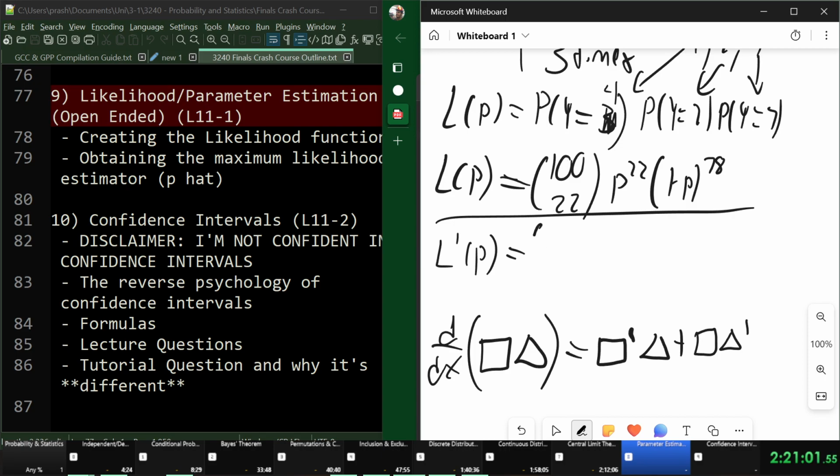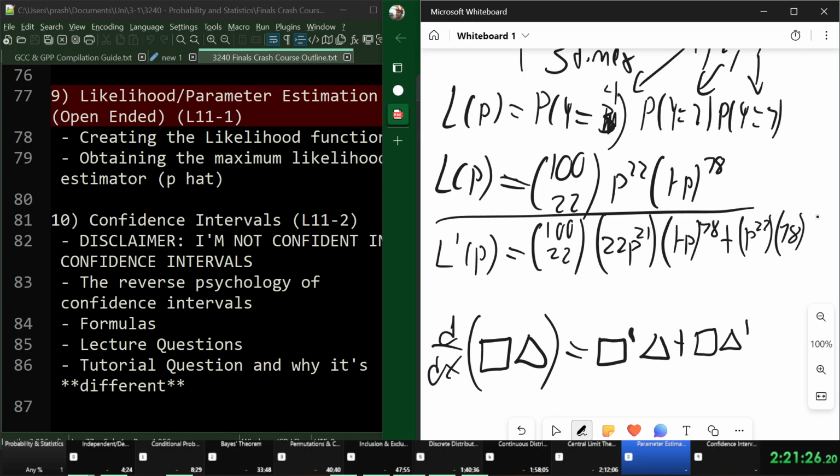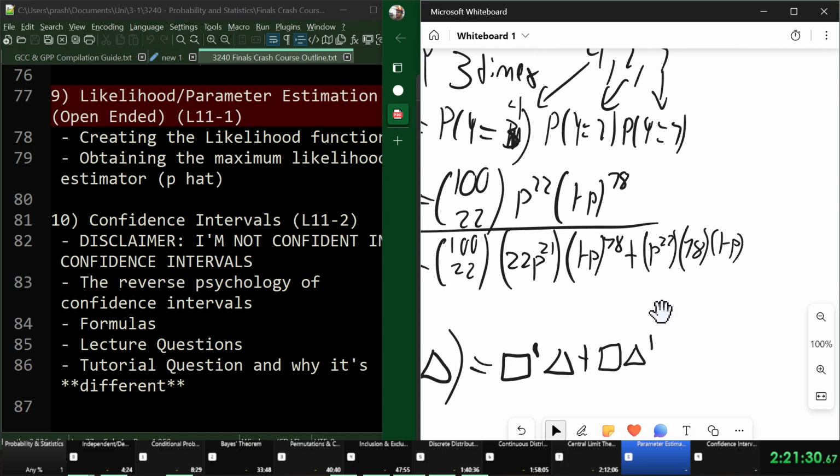So our constant will still stay the same, you can just keep it on the outside. Now let's differentiate this one. This will be 22p^21, and keep the other the same, (1 minus p)^78, plus, keep p^22 the same, 78 (1 minus p), bring the power down, minus 1, so 77.